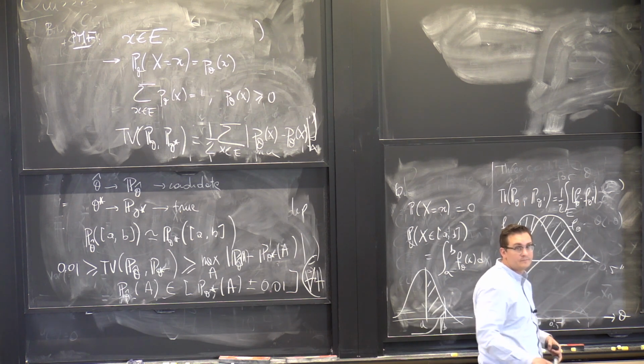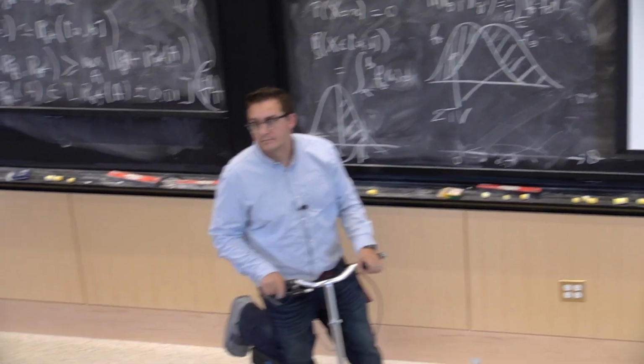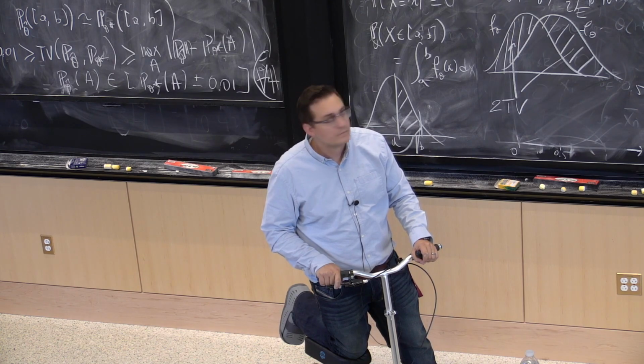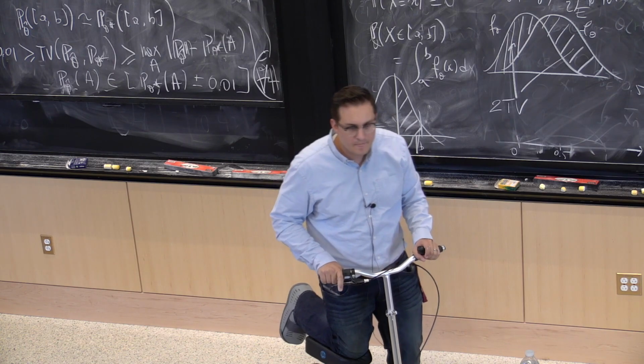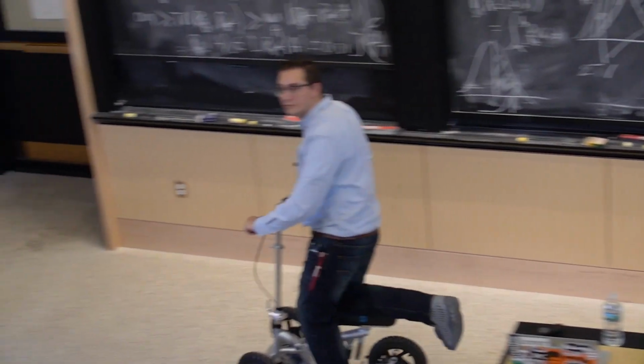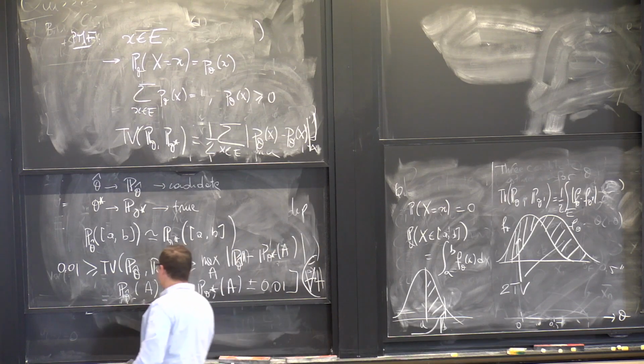OK? Yeah? So the fact that these two definitions of the total variation distance are equivalent, is it something obvious, or does it take some proof? I'll do it for you now. So let's just prove that those two things are actually giving me the same definition.